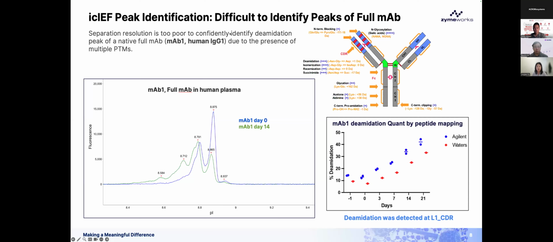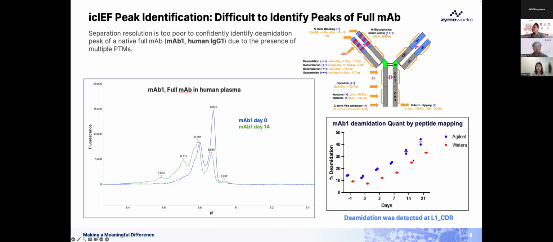For method development purposes, we used an antibody that was previously confirmed by mass spec peptide mapping to have a deamidation site in a CDR region on the light chain. This is the mass spec result. After 14-day human plasma or buffer incubation, the deamidation percentage at this location could go above 30 to 40%, which significantly affects our on-cell binding and some efficacy results for this antibody.